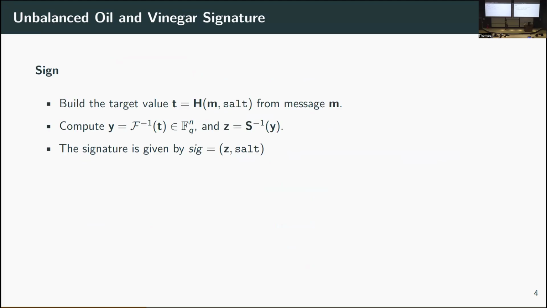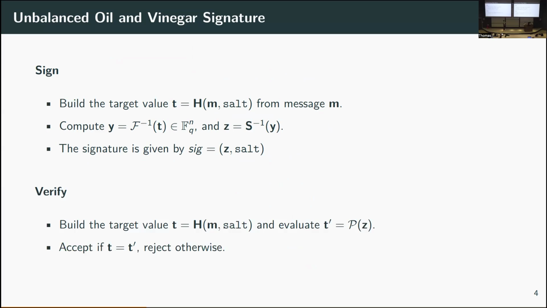And yeah, how is this used to build a signature? First, we derive a target value from a message and a salt, and then we find a preimage under F, which is easy because they have the structure, and then we apply this matrix inversion to get the vector s, and s together with the salt gives us the signature.